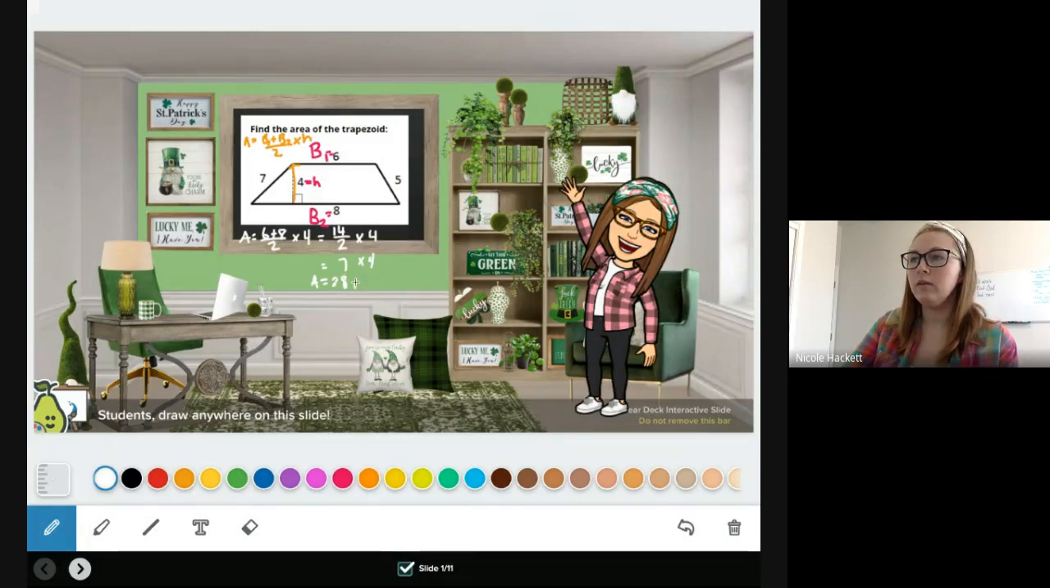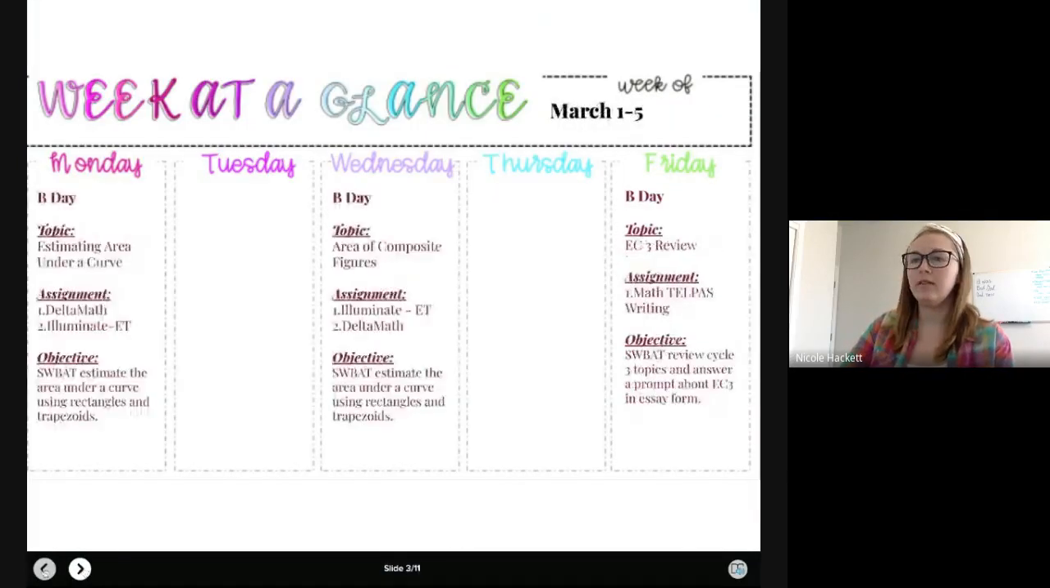And we don't know what our units are. We don't know if it's centimeters, meters, inches, feet, yards, whatever. So we're going to say units squared because it's area. All right, so let's get started here.